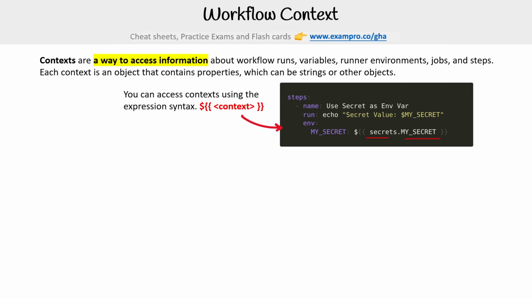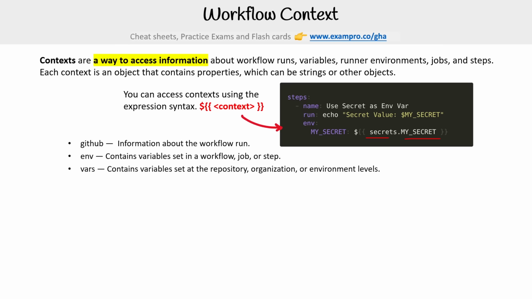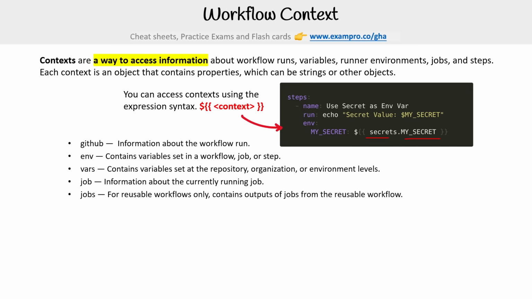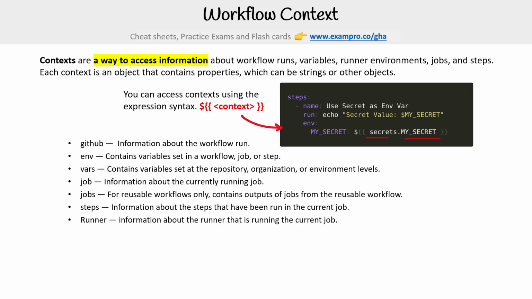Let's take a look at all the contexts that we have. The first being GitHub. This is information about the workflow run. We have env or environment, which is about environment variables that are available. We have vars, which you can think of like environment variables, but they're variables that we were passing in to a function that might not necessarily be sensitive. We have a job, which is information about the current running job. Jobs, and this is specifically for reusable jobs or workflows, sorry. Information about steps. Runner, I'm not sure why I have a capital R in there, but it's just a runner.